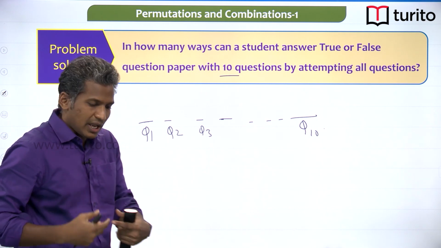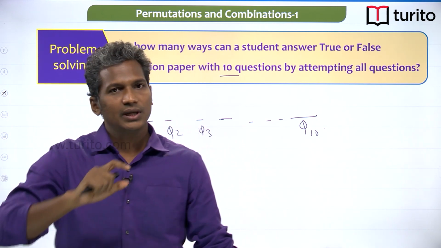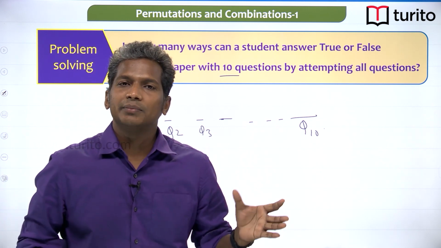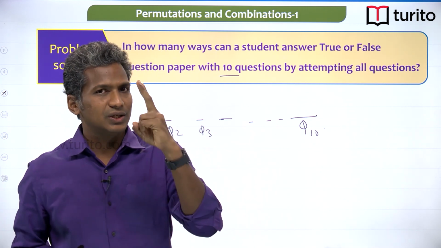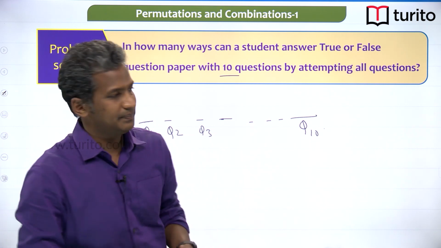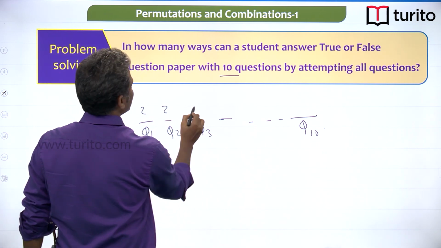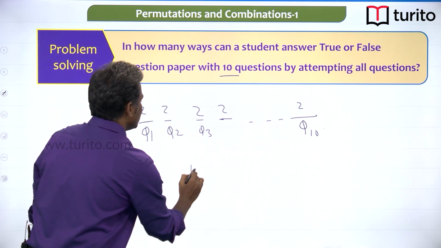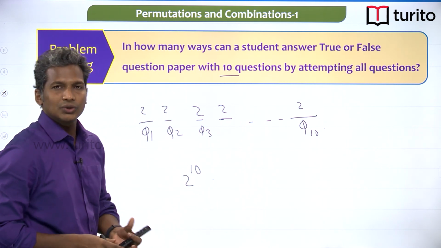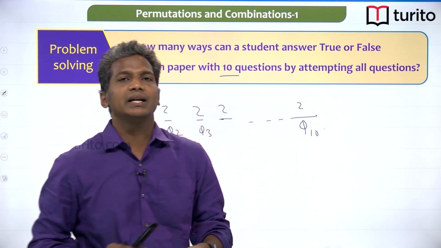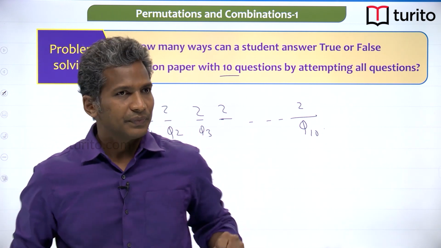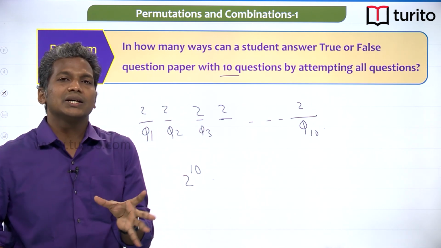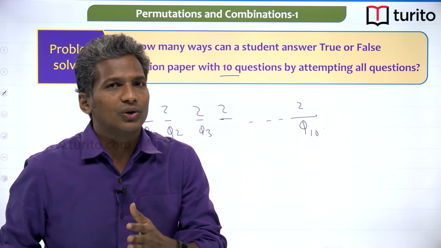Okay. Now, every question has two options, either true or false. So, when the student is attempting, how many choices does he have? He has two choices for every question. So, for every question here we will get 2 ways. Okay. So, the overall answer is going to be 2 raised to 10 ways. So, in 2 raised to 10 ways the student can attempt that paper. Okay. So, till here we have basically understood the basic ideas of the counting rule and rule.